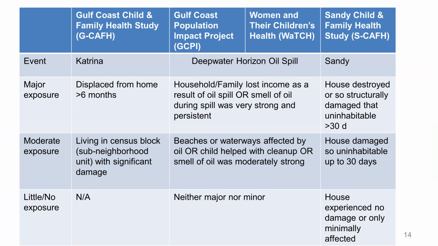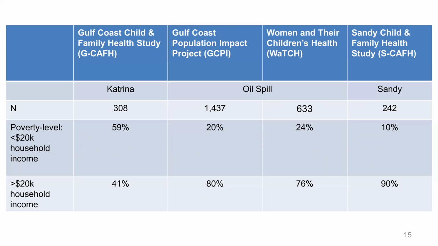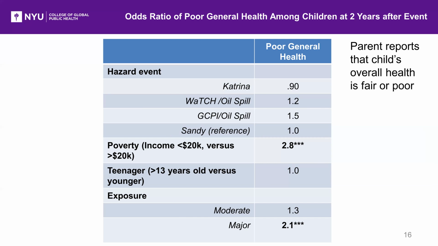We categorized exposure. It's not the same exposure variable in each study, so we came up with a categorical measure of major, moderate, and little or no exposure to distinguish exposure levels in each of these studies. They are very different cohorts. The Katrina study is more impoverished, and the Sandy study is the least impoverished of them. Then we did a multivariable regression analysis.